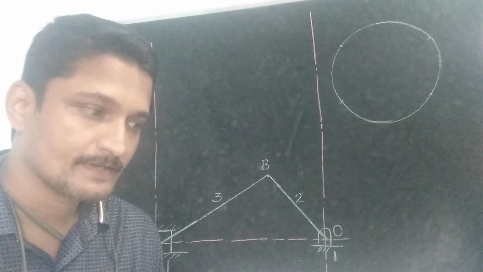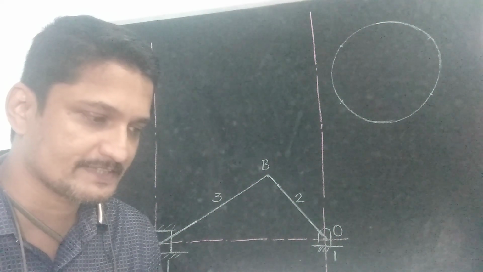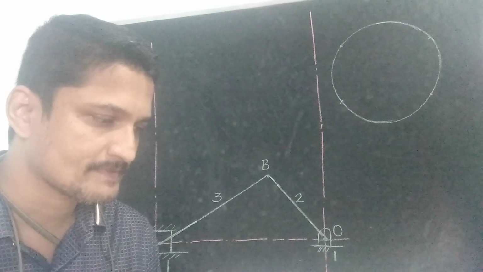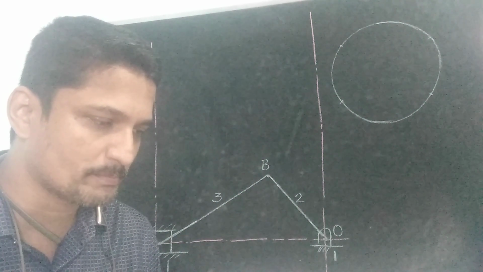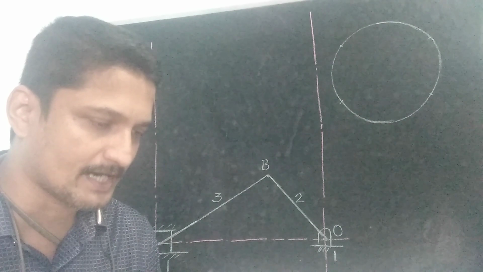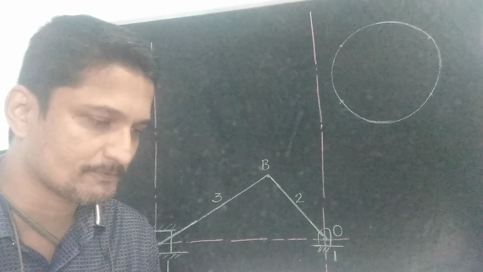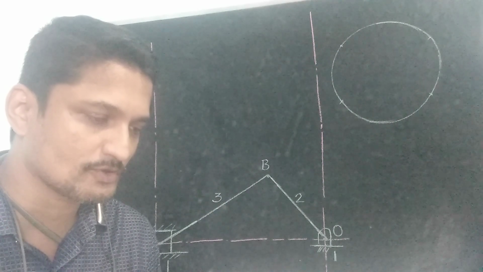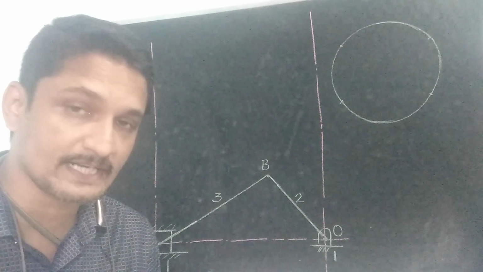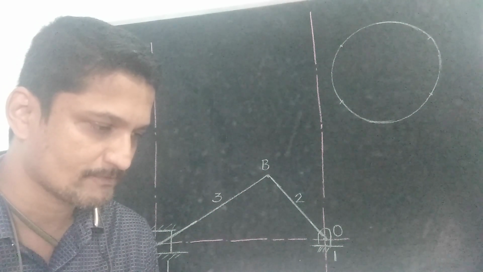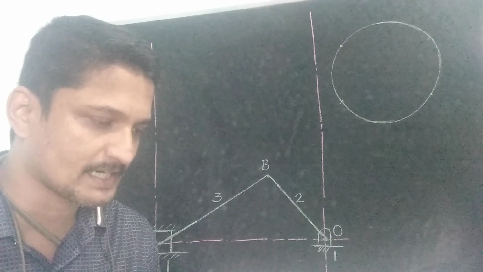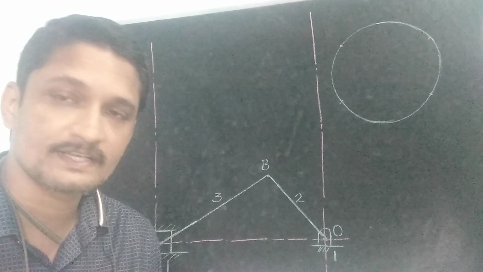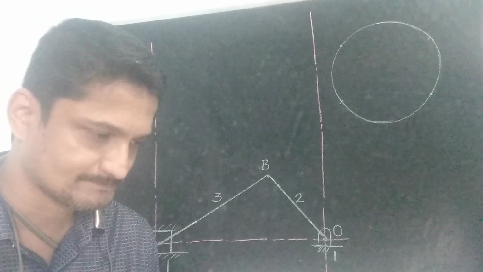Question: locate all the instantaneous centers of the slider crank mechanism as shown in the figure. The lengths of the crank OB and connecting rod AB are 100 mm and 400 mm respectively. If the crank rotates clockwise with an angular velocity of 10 radian per second, find the velocity of the slider A and the angular velocity of the connecting rod AB.